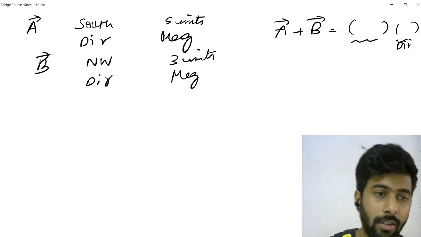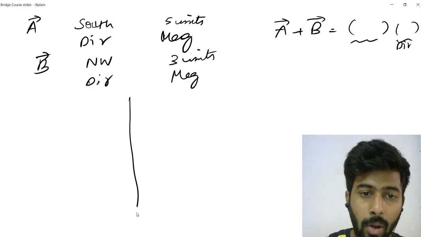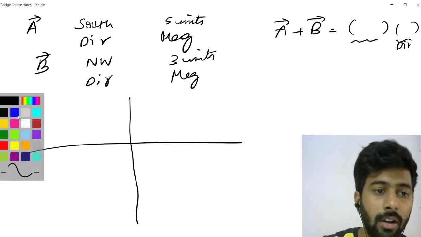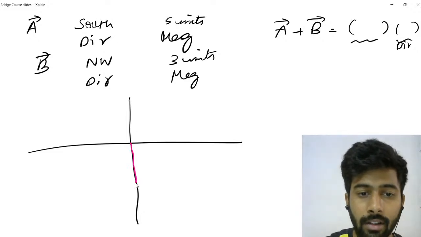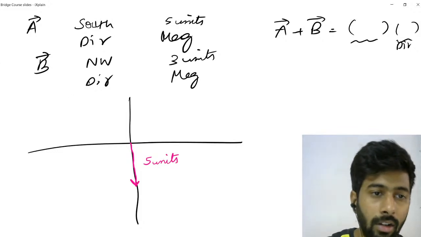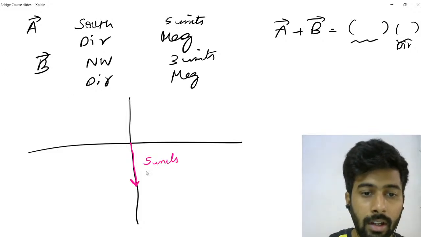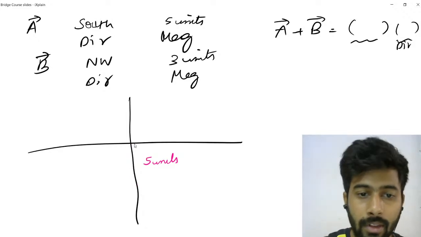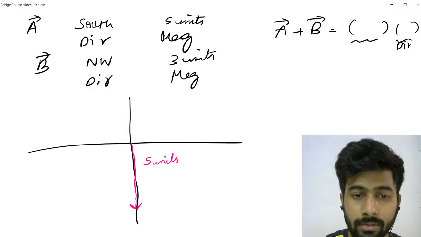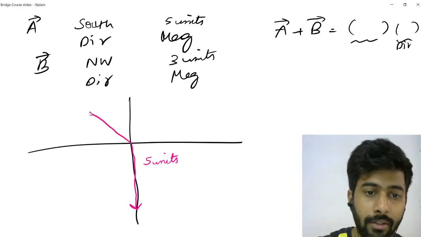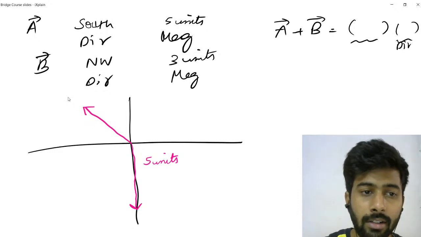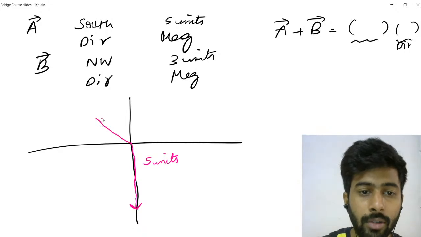Now you can use the formulas that you have just seen to solve a problem like this. Simply, first draw A bar. A bar is pointing towards south, fine, and it has a magnitude of 5 units. Let me draw it slightly bigger. B bar is a vector which is pointing towards northwest. Northwest is here. And this fellow has a magnitude of 3 units.